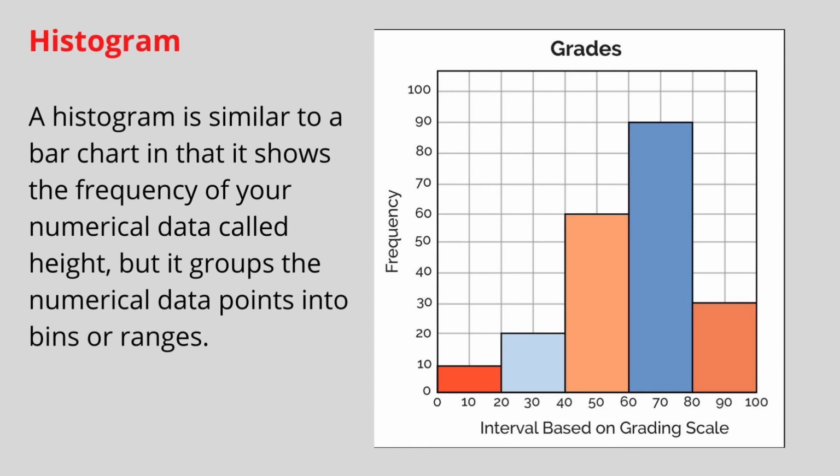A histogram is similar to a bar chart. It shows the frequency of your numerical data, called the heights, but it groups the numerical data points into bins or ranges. The difference here is that the data points are represented in ranges. So the difference between a bar graph and a histogram is that a bar graph is the graphical representation of categorical data, while a histogram is the graphical representation of grouped data but in a continuous manner. Also, you will see that there is equal space between each pair of consecutive bars in a bar graph, while in a histogram there is no space between the consecutive bars.